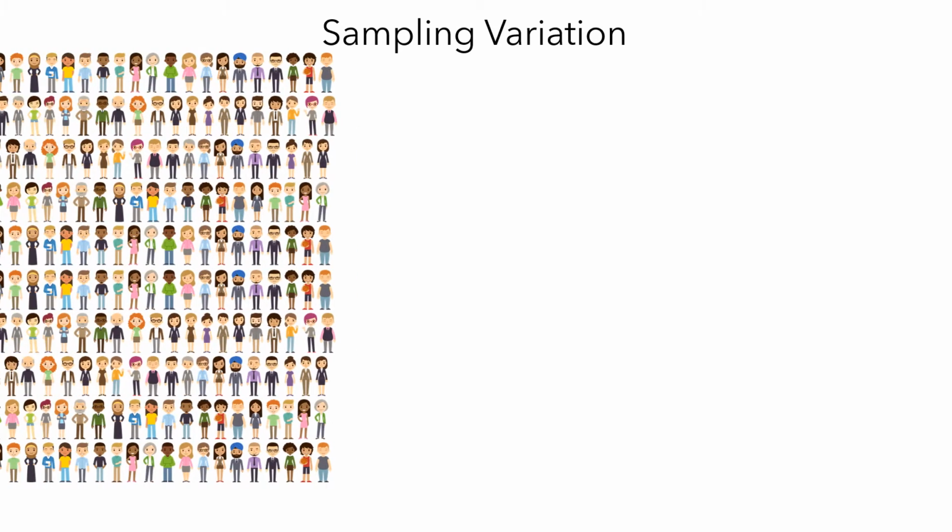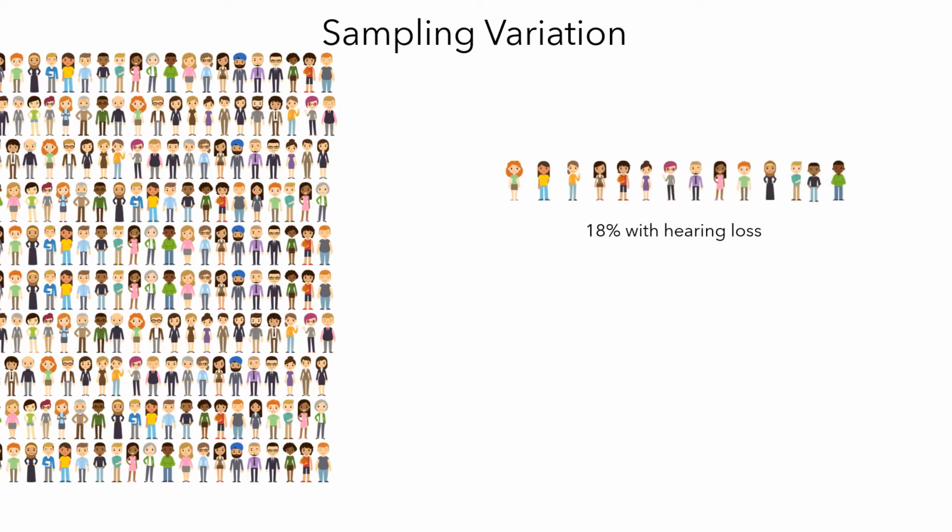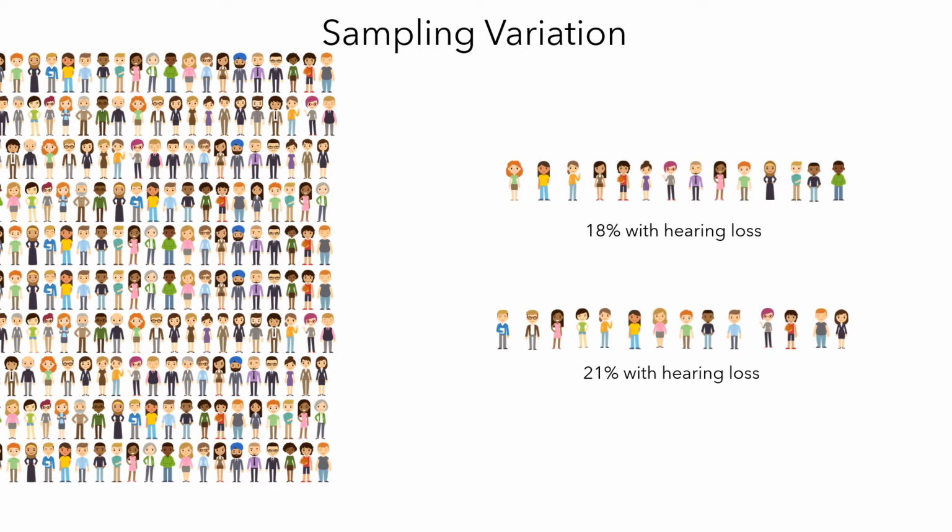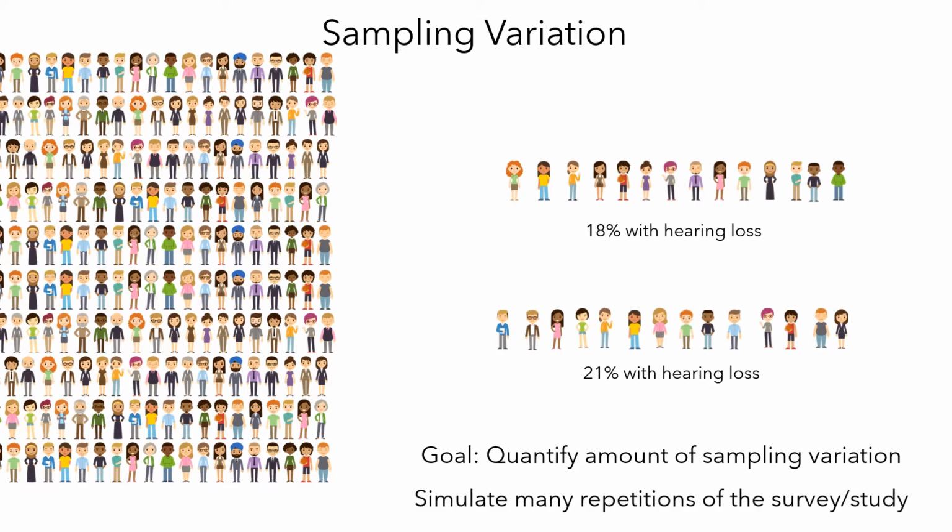The issue is that there is sampling variation. That is, if we looked at all teens in 2015 and randomly selected a sample of 1,771 of them, there would likely be a different percent that had hearing loss if we had randomly selected a different sample of 1,771 teens. Our goal is to quantify the amount of sampling variation, and the way we do this is by simulating many repetitions of the survey or study.